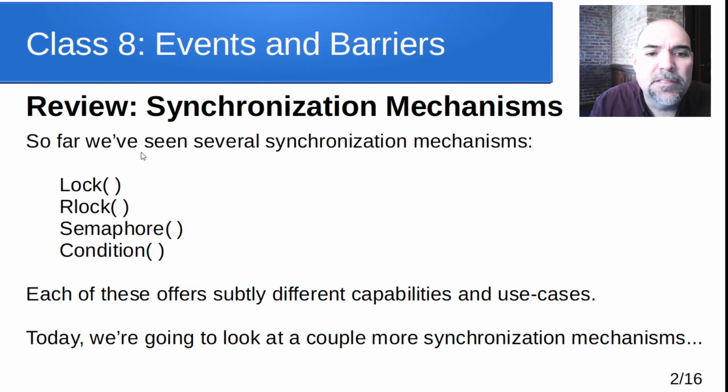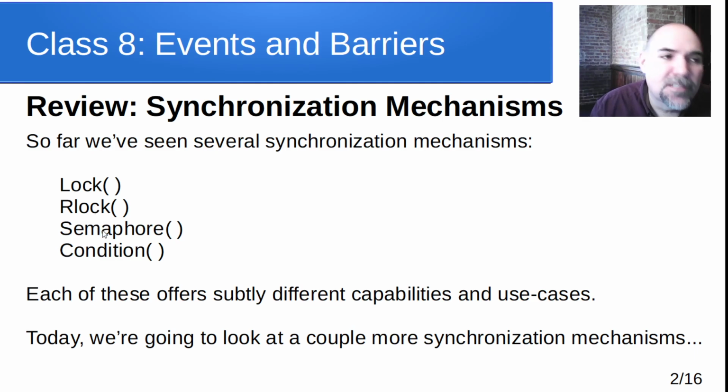So the idea is, quick review, we've had a number of synchronization mechanisms that we've looked at for synchronizing one process with another one, or one thread with another one. We've had locks, recursive locks or RLocks, semaphores, and condition variables. Each of them offers a subtly different capability and has a subtly different use case. For example, locks have a simple acquire and release. The same thread that acquired them had to release them. RLocks are the same, but one thread could acquire a lock multiple times as long as it releases it the same number of times.